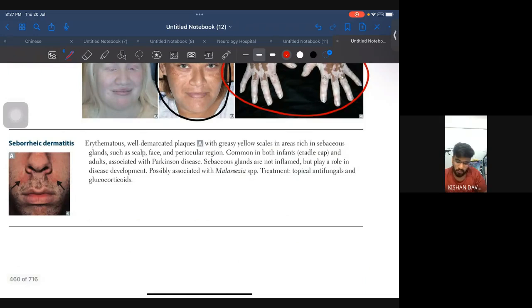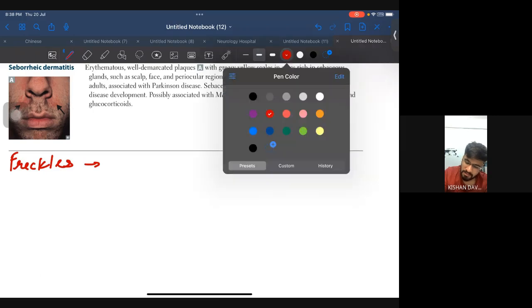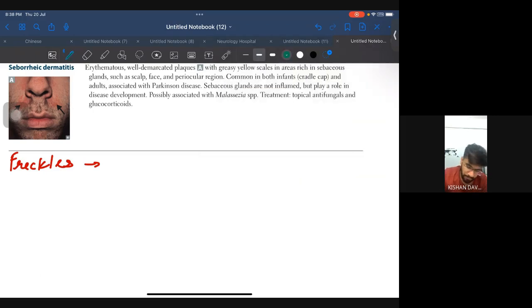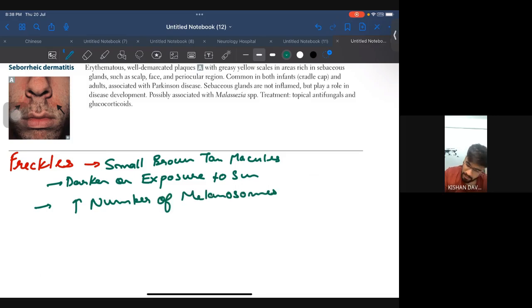Another thing, just write it down. Freckles. What are freckles? Freckles are basically small brown tan macules that darken on exposure to sun, with increase in number of melanosomes or increase in melanin. Melanocytes are normal.